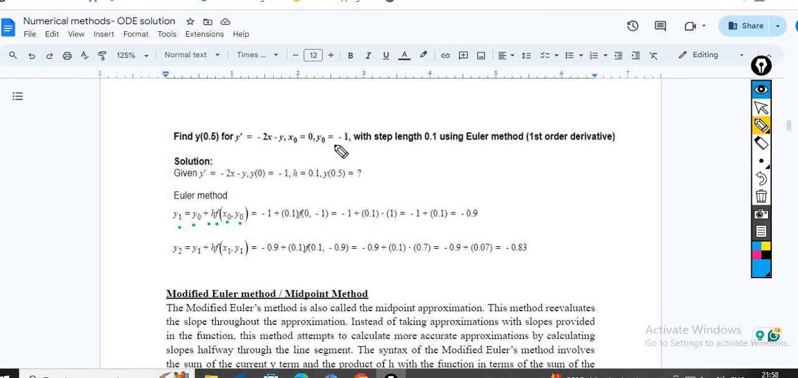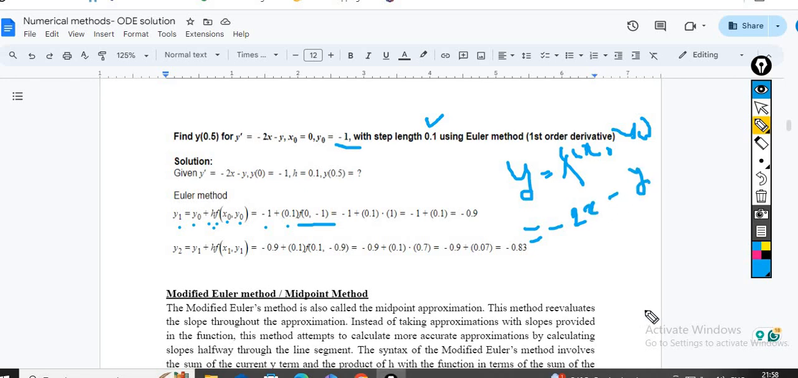So what is the value of y0? The y0 value is minus 1. This is given. What is the value of h? h is given as 0.1. So you can put in these values. Now we need to find the function at x0, minus 1. So this is x0 and y0. Now what is this value? You know the slope is given as f of x0, y0. Okay, so now put in these values. So you have minus 2x minus y.